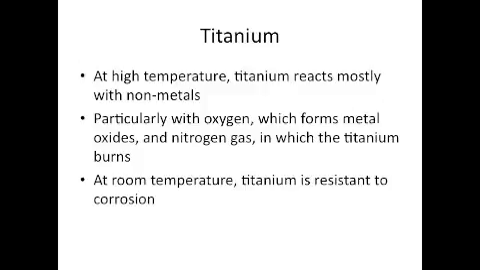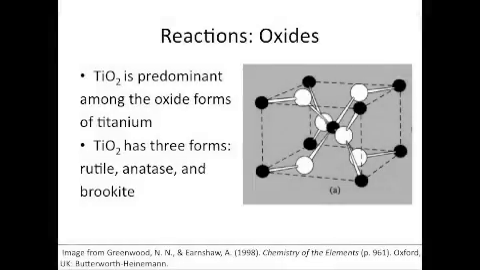At high temperature, titanium reacts mostly with nonmetals, particularly with oxygen, which forms metal oxides, and nitrogen gas, in which the titanium burns. A special characteristic of titanium is that at room temperature, it is resistant to corrosion. Titanium dioxide is predominant among the oxide forms of titanium. It has 3 forms, namely rutile, anatase, and brookite. Rutile is the most common of them.